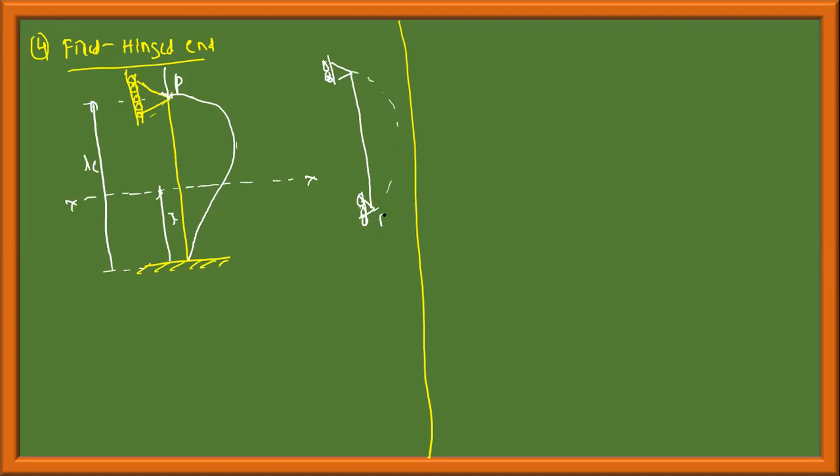If I take the moment about this point B, assume that at the hinged end there is a vertical buckling load P, and a reaction Ry. Since there is a pinned end, there is one more reaction force. When I say hinged end, there are two reaction forces: the reaction in x direction and the reaction in y direction.